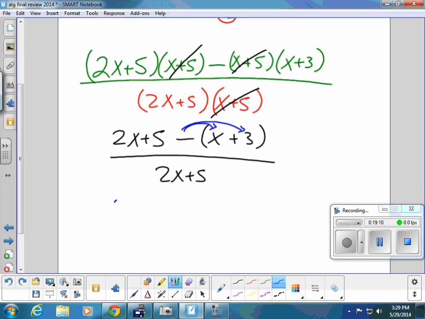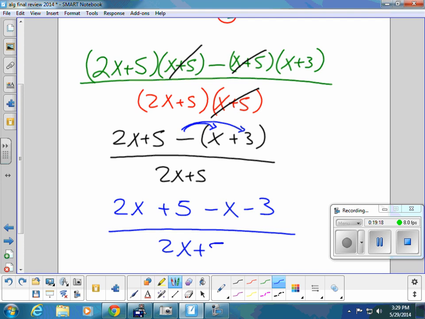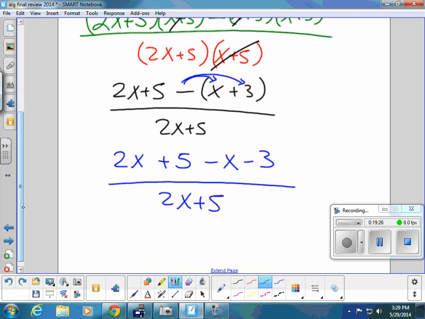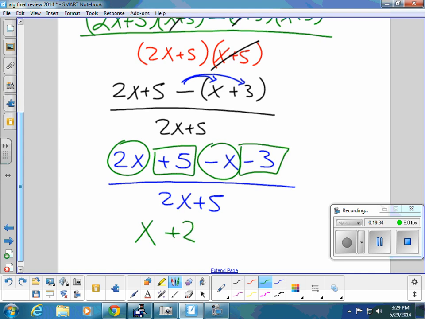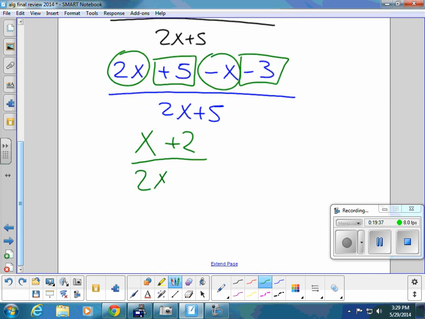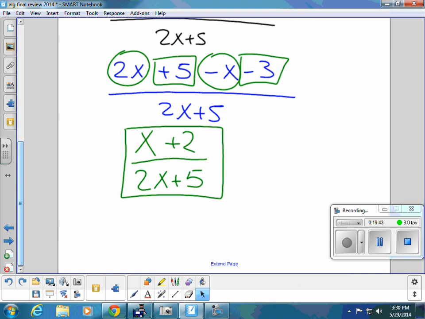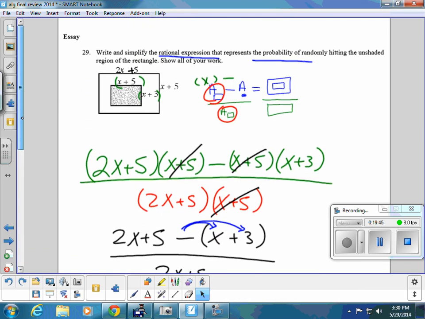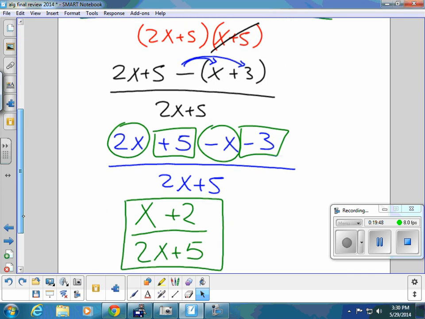That's going to give us a new top here, 2x plus 5 minus x minus 3, and it's still all over 2x plus 5. And you can't cancel the 2x plus 5 because it's not under the operational multiplication. At this point, it's just combining like terms. The 2x and the negative x make an x, and the 5 and the negative 3 make a positive 2, and that's still all over 2x plus 5. So this would be the probability of hitting the non-shaded region it asked for.